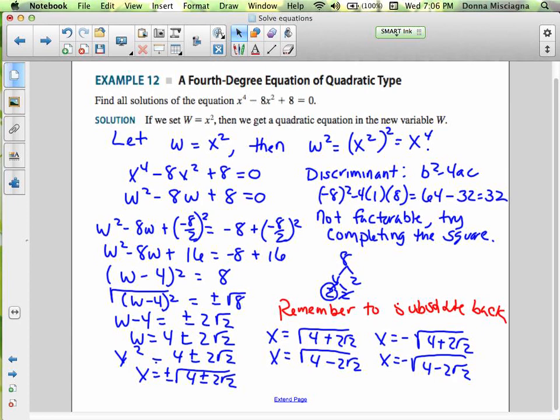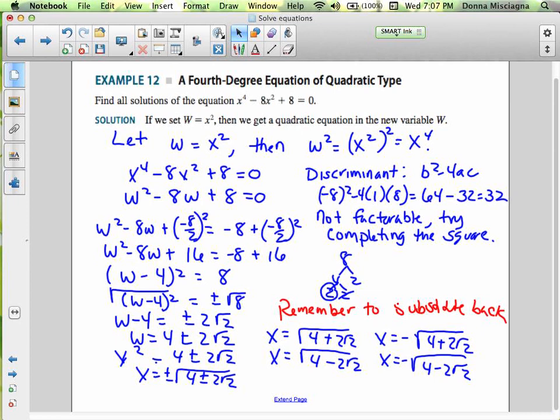All right? So you can substitute anytime you've got one variable with an exponent twice as large as the other exponent. So x to the 6th and x cubed would work. x to the 8th and x to the 4th would work, right? In this case, it was x to the 4th and x squared. You just have to remember after you substitute to substitute back, right?